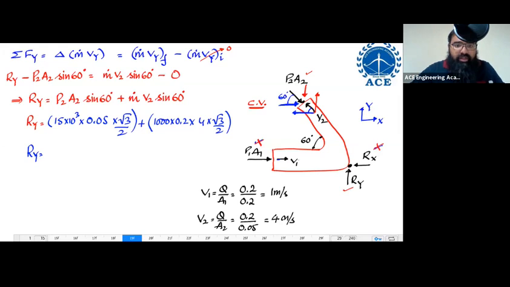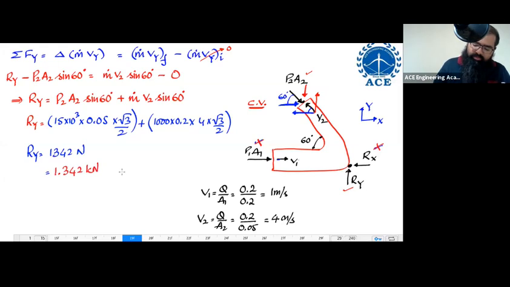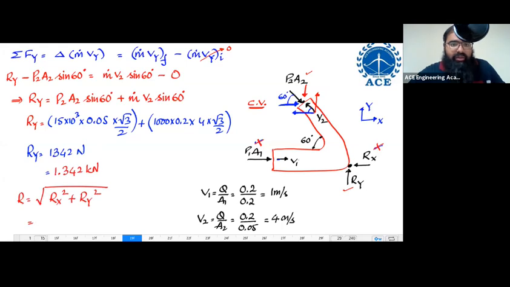Most of you have given me the answer 1342. I'm taking 1342 newtons as the answer. This is equal to 1.342 kilonewtons. Now the question was asked to me regarding the net value of reaction, or the net value of support force. So the net value of support force has to be equal to root over of Rx square plus Ry square. Someone please use a calculator. Get me the net value of force.